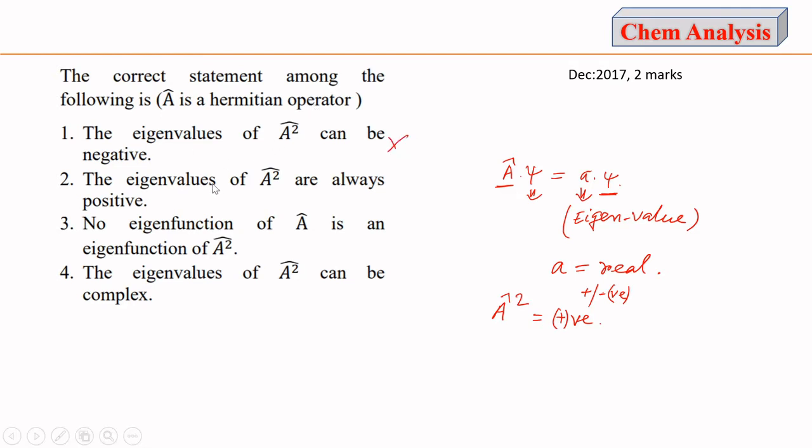For the second condition, the eigenvalues of A square are always positive, it is correct. And for the third condition, no eigenfunction of A is an eigenfunction of A square, it is also not correct. Since if psi is an eigenfunction of A, then psi can be an eigenfunction of A square also. So this condition is also not correct, and the eigenvalues of A square can be complex, it is also not correct. Since the eigenvalue corresponding to Hermitian operator A is real, the eigenvalues of A square must be real values. So you can see that the second option is the correct answer.